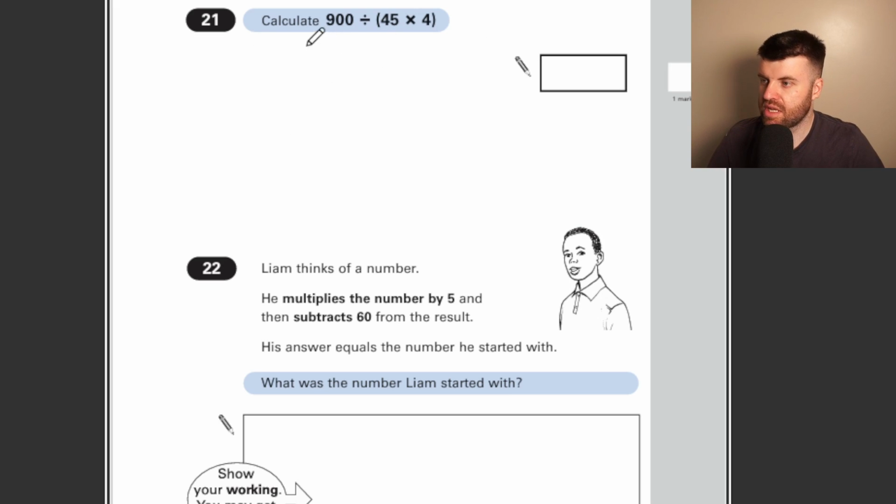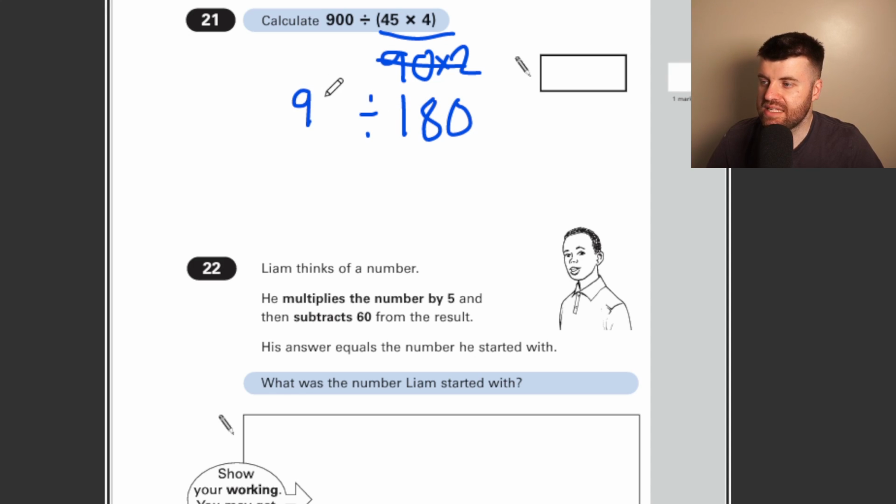Order of operations. 900 divided by 45 times 4. You must do brackets first. 45 times 4 is 90 times 2, because I like to do doubling, and that leaves me with 180. So 45 times 4 is 180. How many 180s are there in 90? Cool trick when we divide. We can divide both sides by 10, and we end up with 90 divided by 18, and we end up with 5. There are 5 18s in 90.